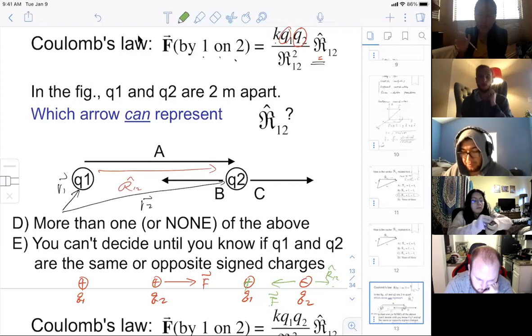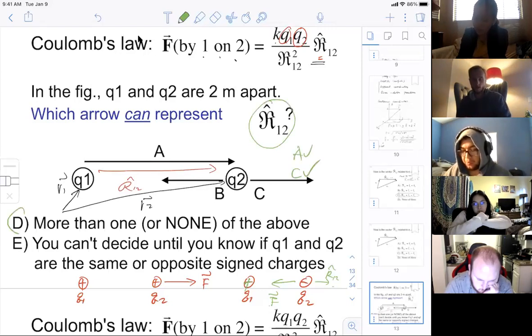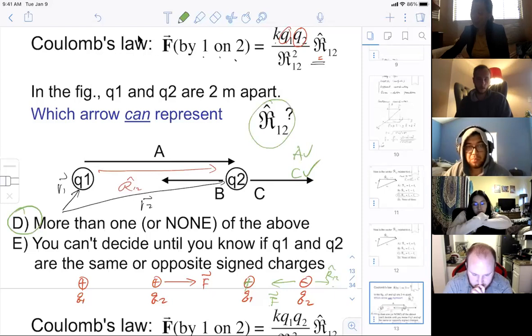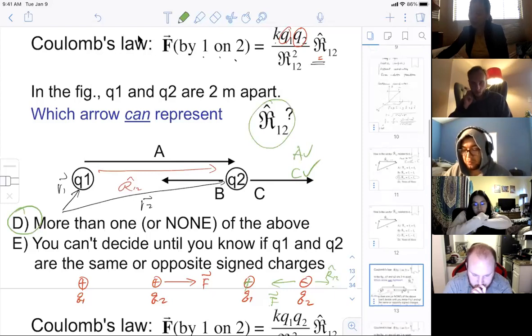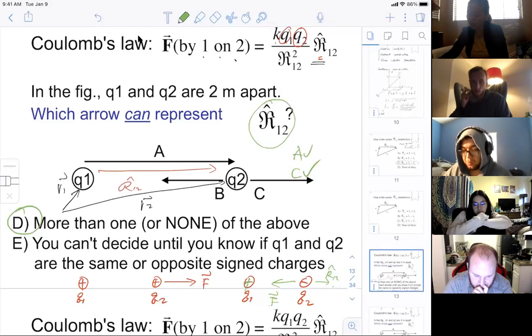You simply keep them the way it is, and they will take care of the signs for you. If there's a negative charge, then your R12 will flip direction, so that your R12 hat is always simply pointing from 1 to 2, regardless of the charges that they carry. In this case, both A is correct and C is correct. So we will choose D because more than one of these is correct. Okay, so that is simply talking about how we represent this separation vector.